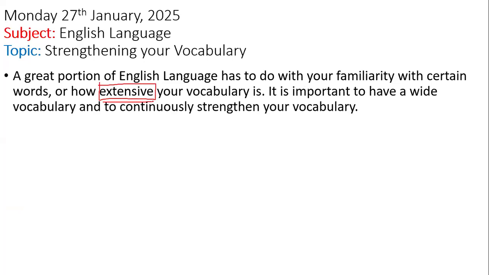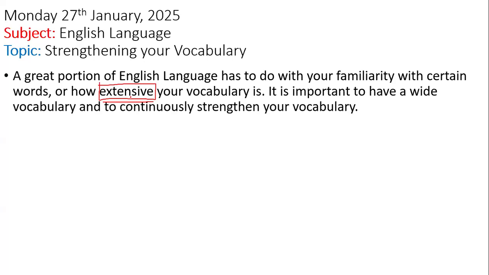Which means that if you hear a word, if you see a word, you know what it is in general, right? Now, no one knows all the words in the whole entire English language, right? But there's no way someone's supposed to be talking to you, or you watching something online, or listening to the news, and then they say a word that you don't know. That means that your vocabulary is not strong enough or not extensive enough.